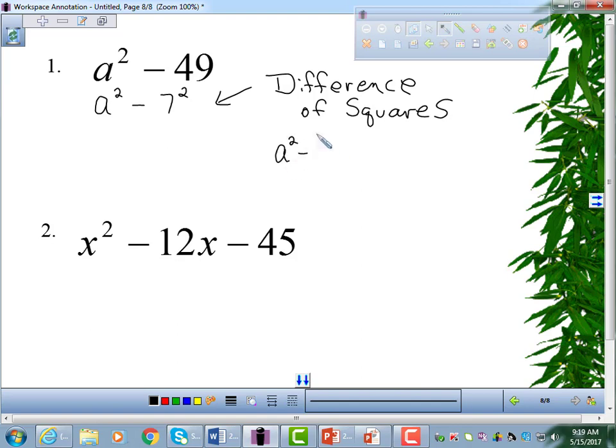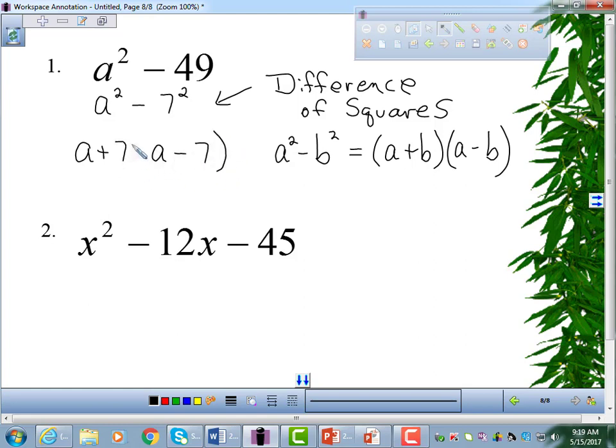A squared minus b squared is equal to a plus b, a minus b. So a squared minus 7 squared is a plus 7, a minus 7.